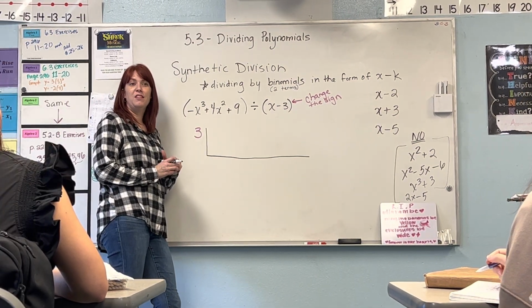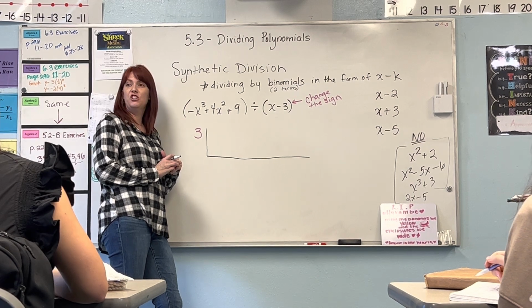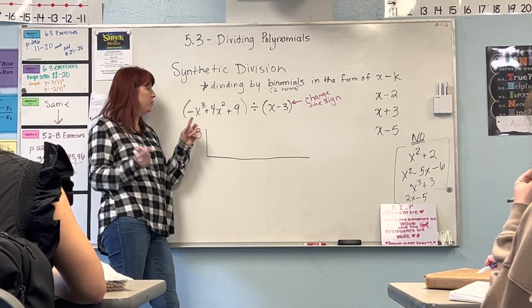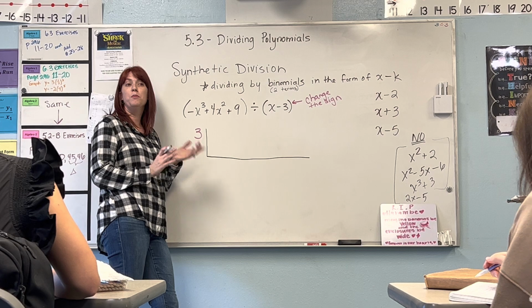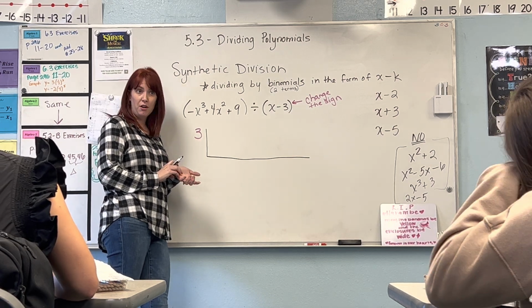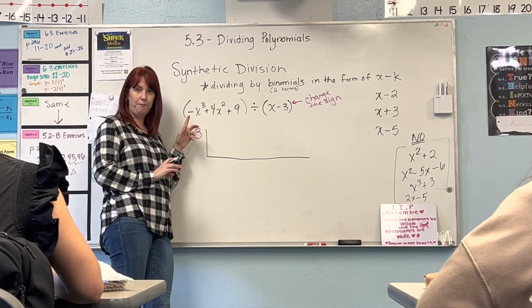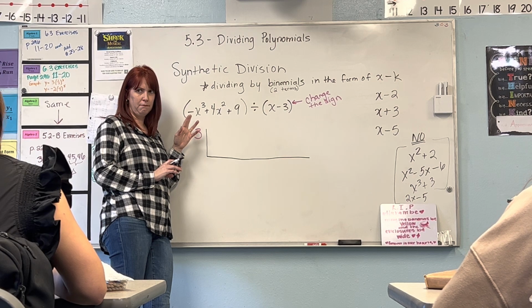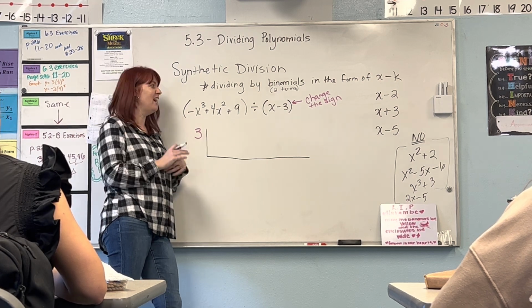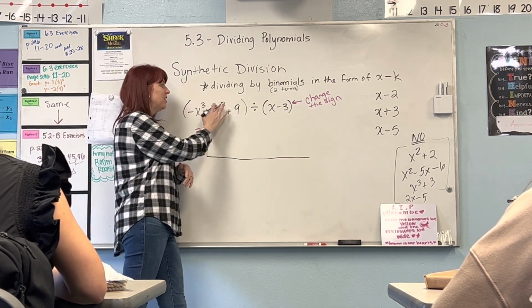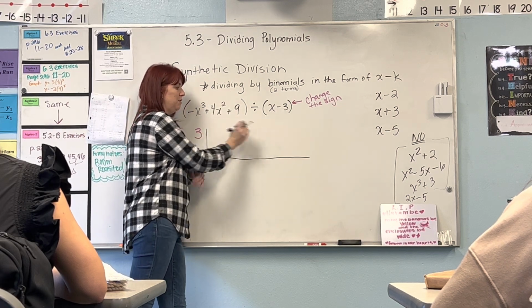Coefficients are all the numbers in front of the variables. If you're missing a term, you must put a 0. Which term are we missing? The X to the first power, so there we would put a 0, okay?